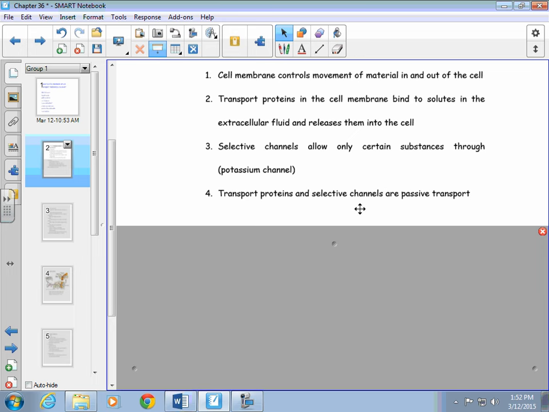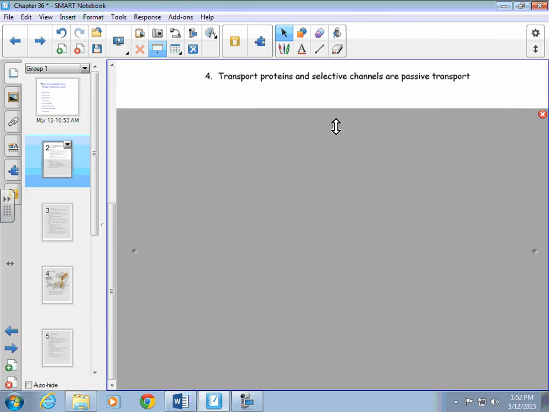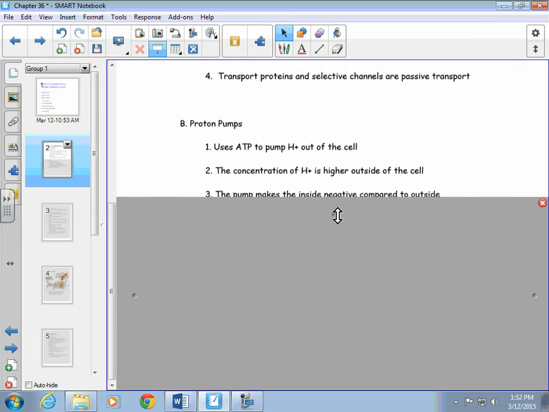So no ATP is needed, no energy. They are simply moving from a high concentration to a low concentration. A proton pump is also a way to move materials over short distances.